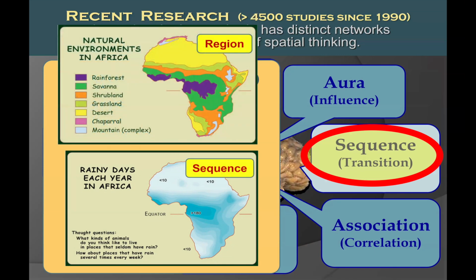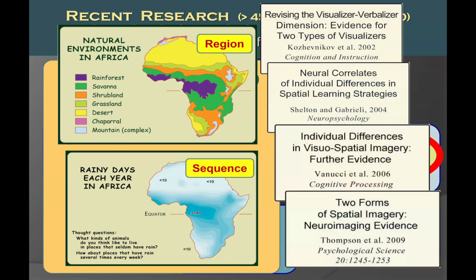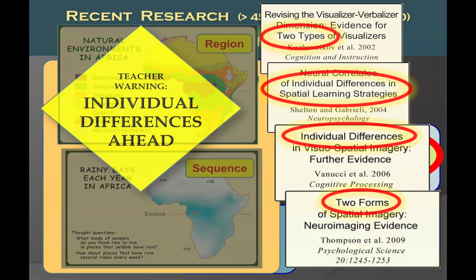Very often, textbooks will show this with a region map, but you actually process those two maps through separate brain networks. Here's the kind of research that we see about that. This is individual differences. Some students find it easier to remember a region map. Others find it easier to think of Africa as a rainy sequence that goes from very rainy to very dry.